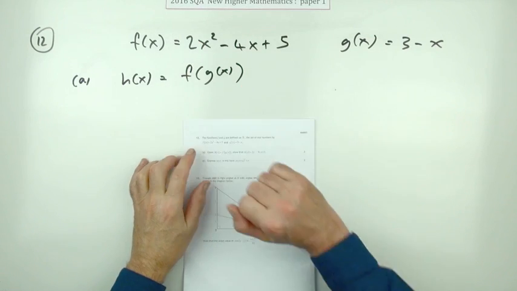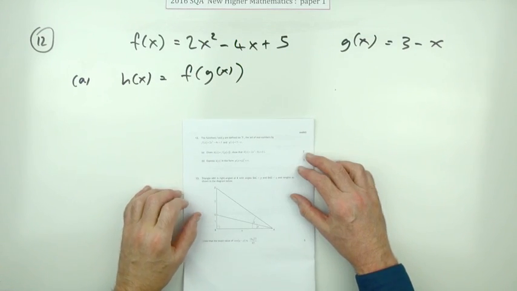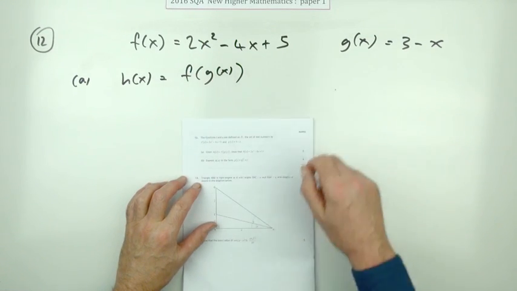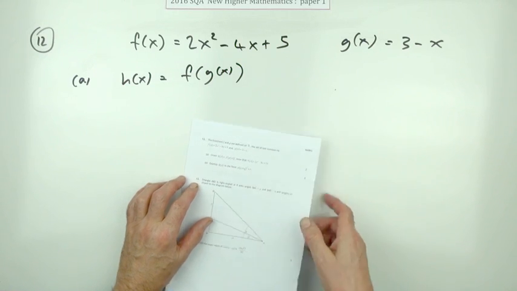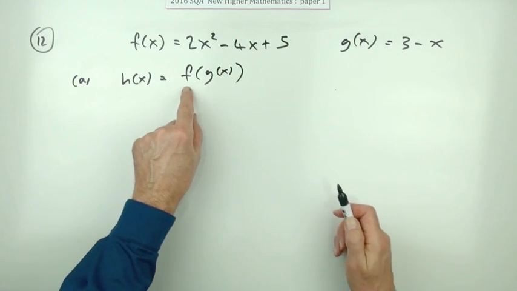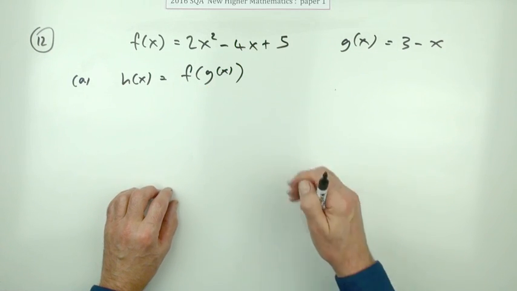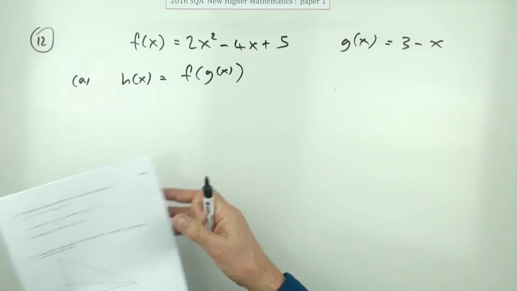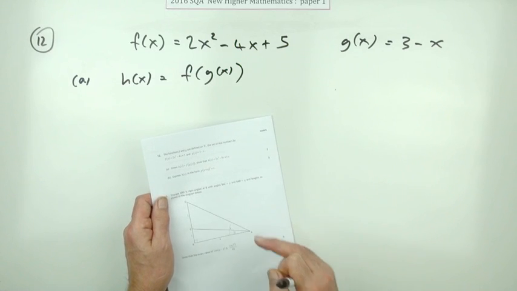Question 12 then from the 2016 paper 1 of the Higher Maths. There we go. Composition of functions. Function of a function. 2 marks for the first part. If h of x is f of g of x, it said show that the result should be this. So it actually gives you the answer and you have to check that.